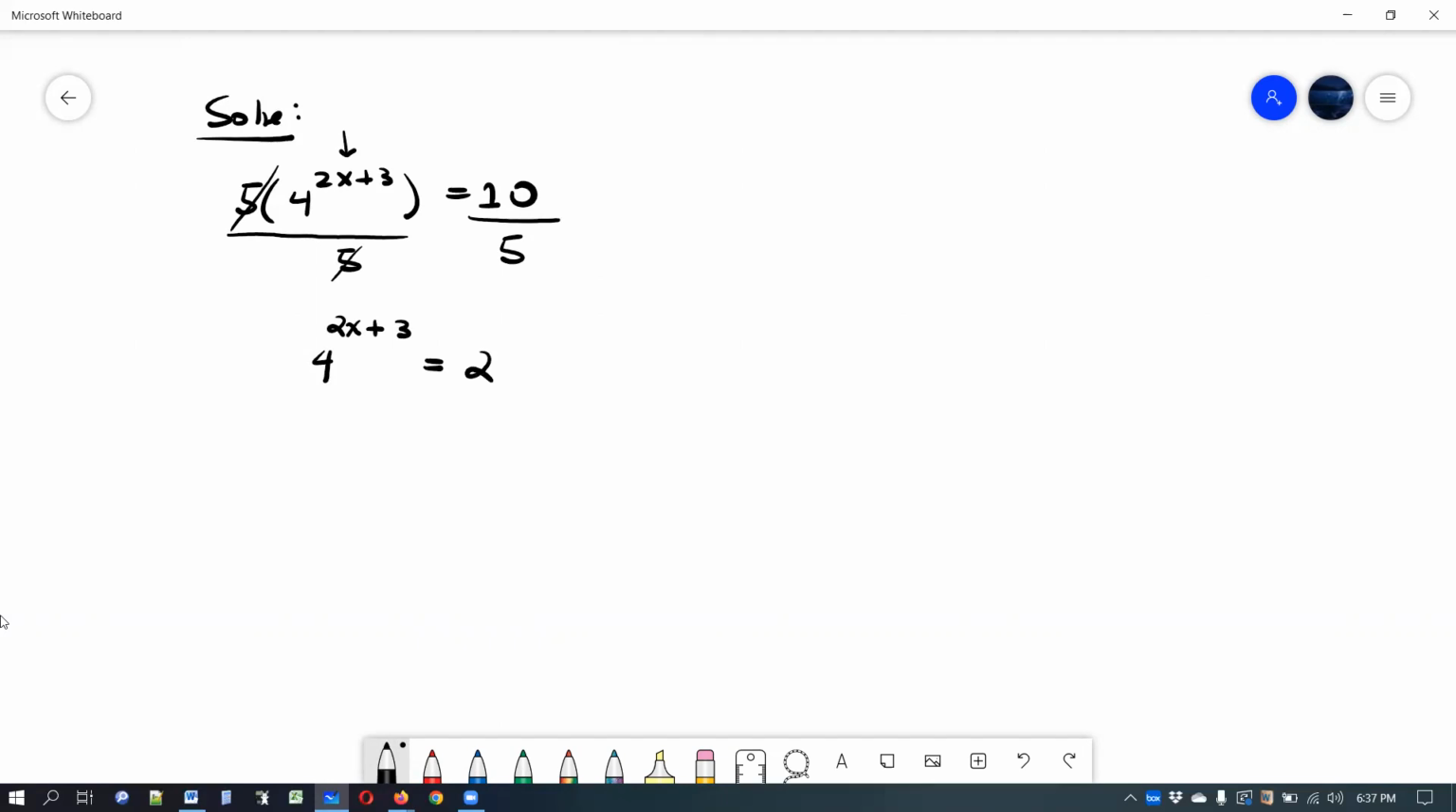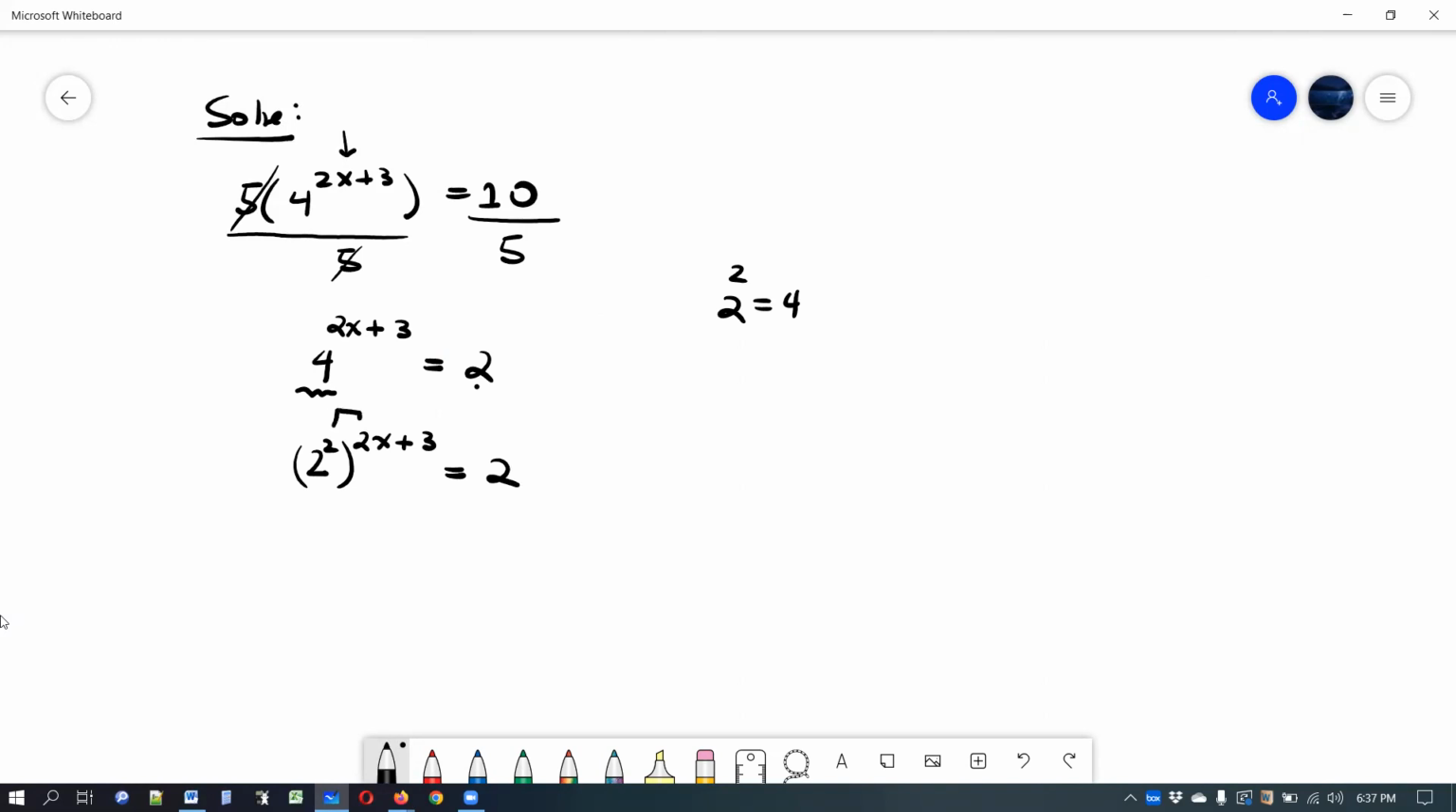2. The bases don't look the same, but I can convert a 4 into something that has a base of 2. And what is it? Well, we know that 2 squared is 4. So I am going to replace the 4 with 2 squared. And here is my 2x plus 3 over here equals 2.